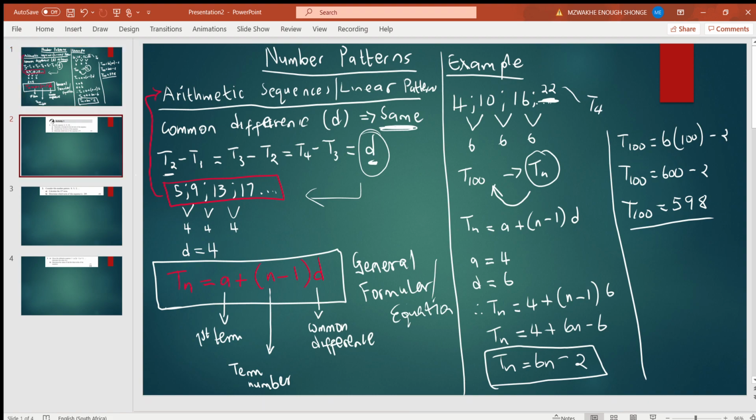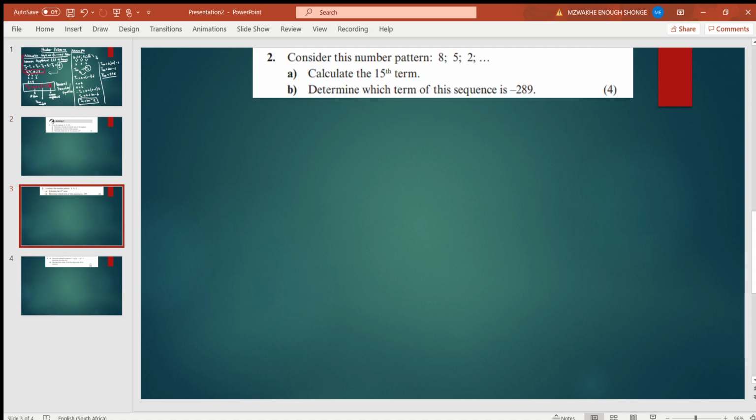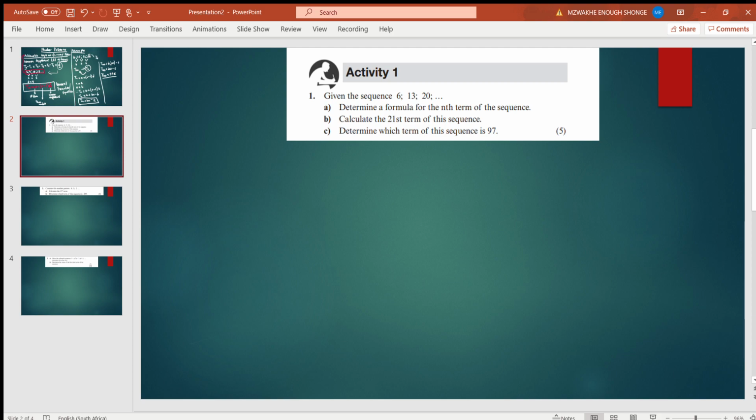So in this video I want us to go through actual activities and try to solve them. I actually have 3 activities: number 1, number 2, and number 3. We're going to go through all 3 of them before we move to quadratic sequences. I'm going to leave a link in the description with problems for you to do, hopefully with the memo. So let's get on to it, guys.